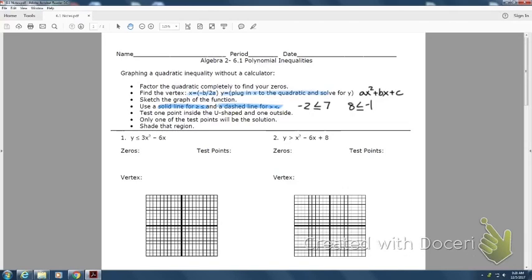That's one way to shade. I'm going to show you another way. The other way is usually the way I do it. You only have to do one test point, just to make sure that you did it correctly. But I'll show you that whenever we get there. So, going to number 1.